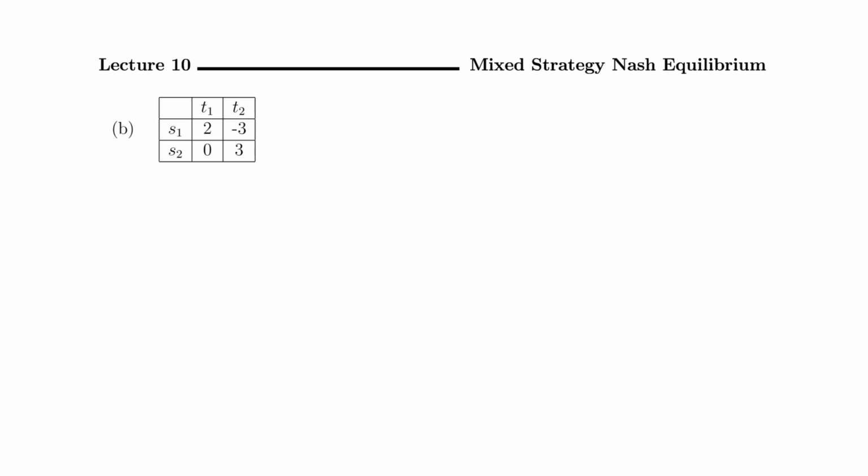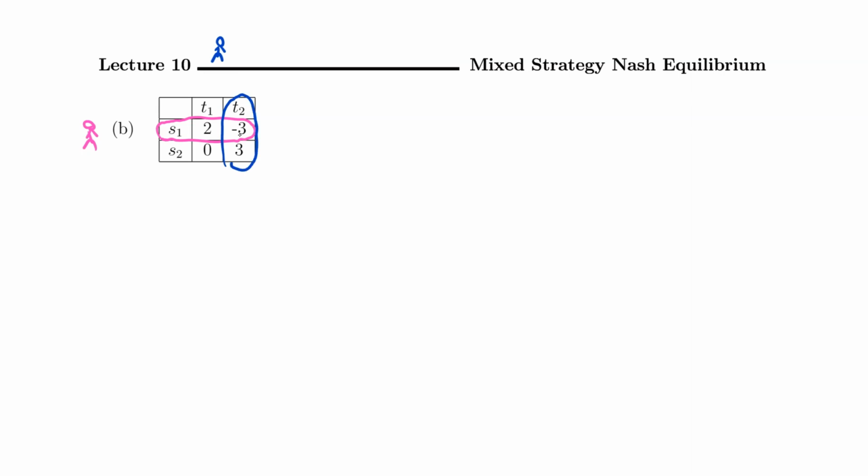In this example, we're gonna look at another game that has no pure strategy Nash equilibrium. So if we were to look at this game, let's say Alice says, I'm gonna play S1. Now Bob can look at the table and he has to decide between paying Alice $2 or getting $2 from Alice.